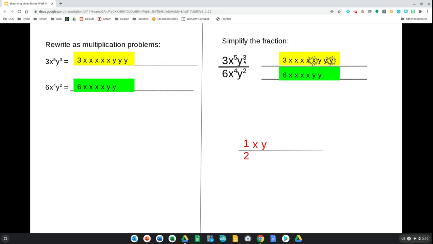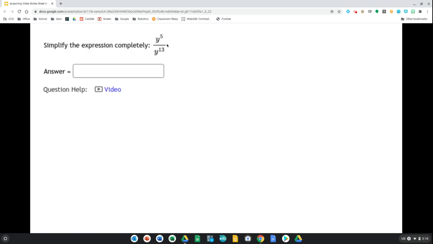Same thing with the y's. There were 3 y's at the top and 2 y's at the bottom. So that means I'm going to have one extra y up at the top. And so that's why my answer would be 1xy all over 2. That's really what it comes down to when we're dividing these monomials: looking to see which side has extras.